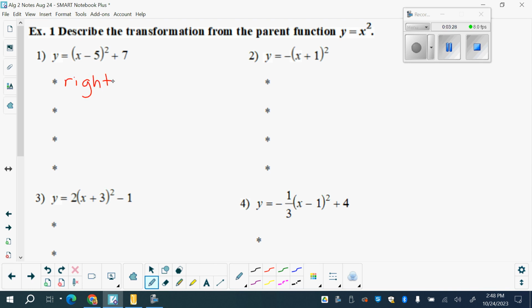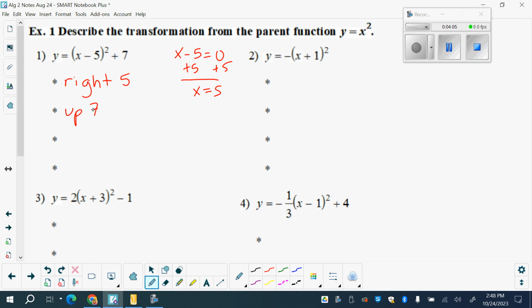Remember, when it's inside the parentheses, if we take x minus 5, set it equal to 0, then we get x is equal to 5. So it takes the opposite of whatever that is, so it moves it right 5 units. And then what does the plus 7 on the outside do? That moves it up 7. Whatever that sign is, it's in the y direction, and it moves the graph up because it's plus. Do you remember that? Does that make sense?